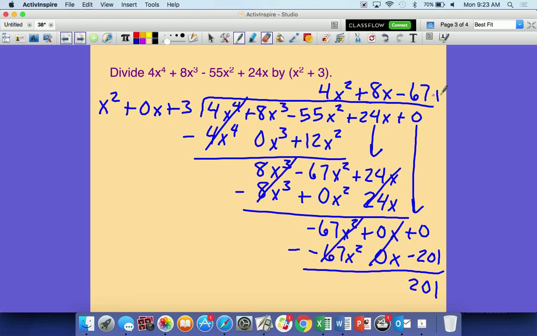So then we're going to add in 201 over what we divided by, which was this x squared plus 3. I know we divided by this x squared plus 0x, but we don't truly need that in there when we write down our answer. This would be more simplified, so this is more correct. So there is our answer to this problem. Once again, it's doing the same steps over and over and over again. Alright.